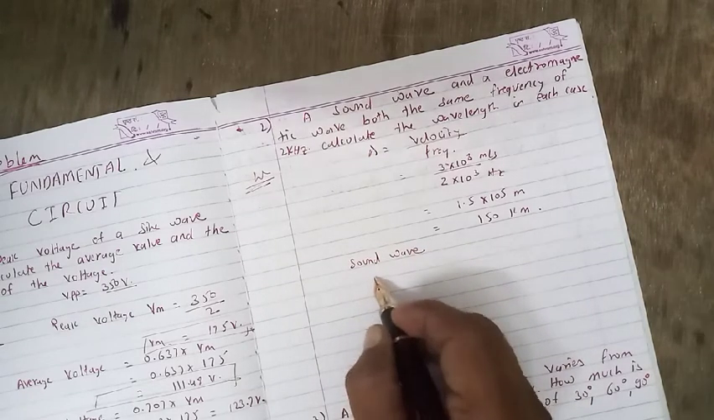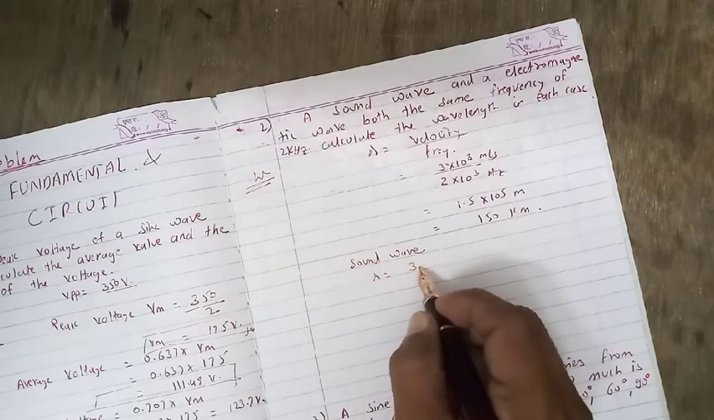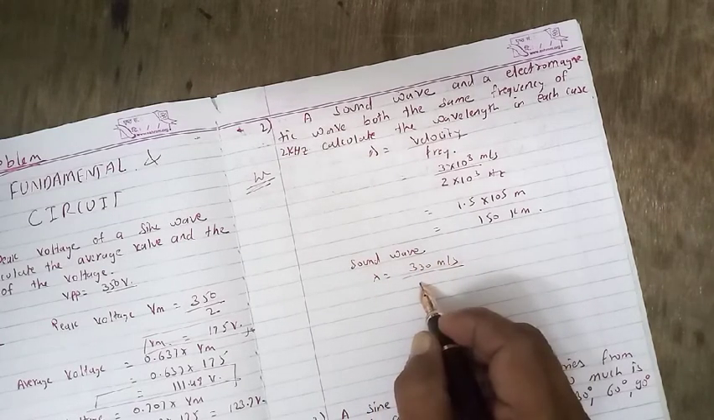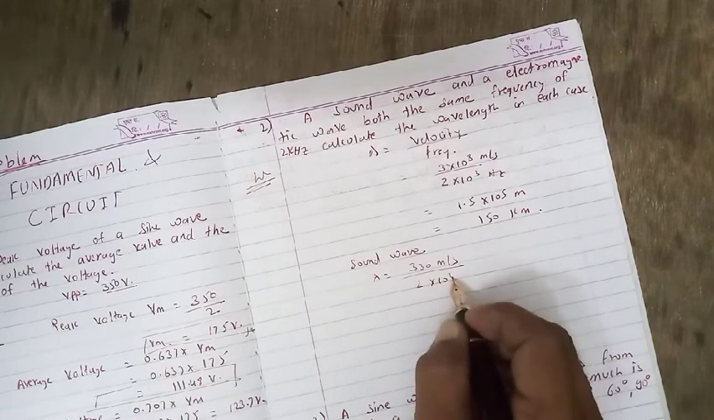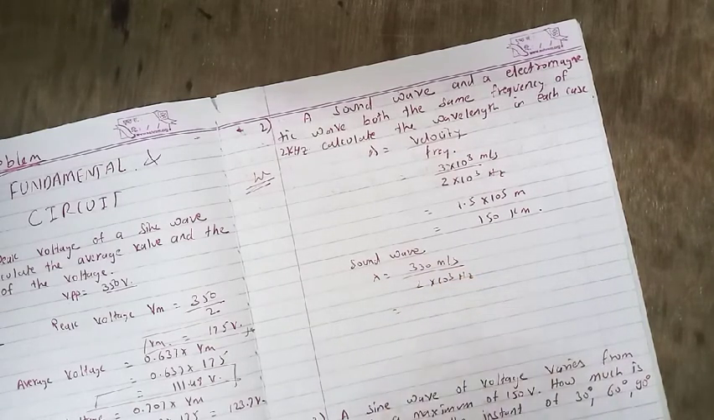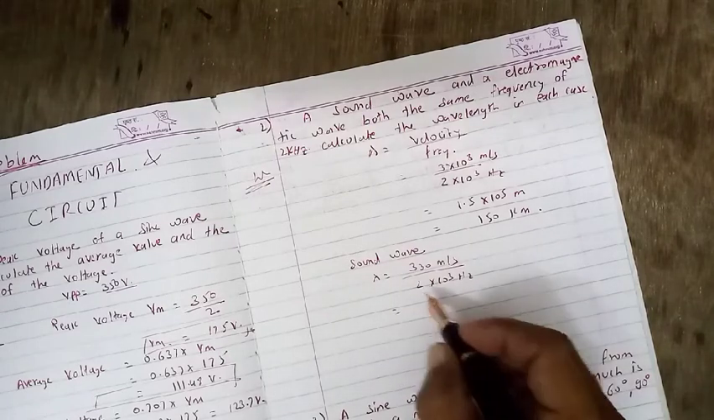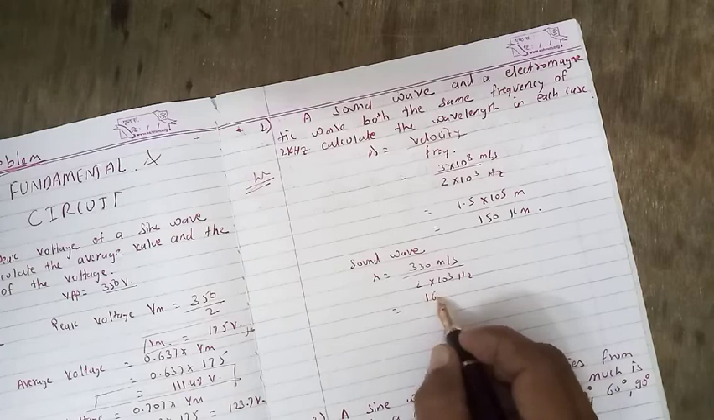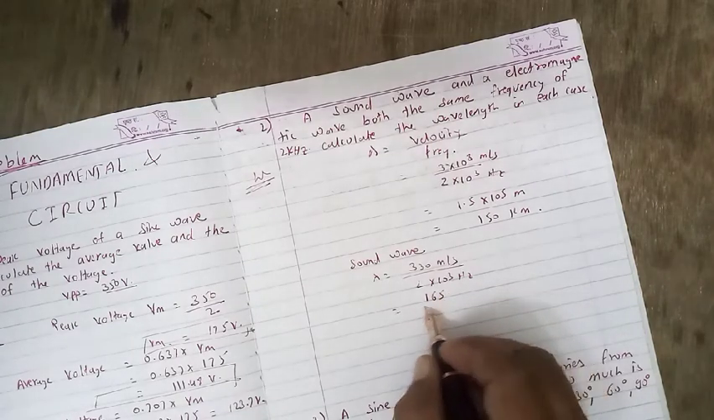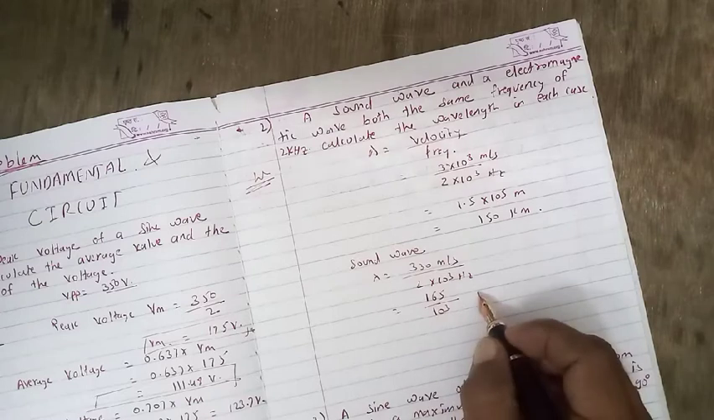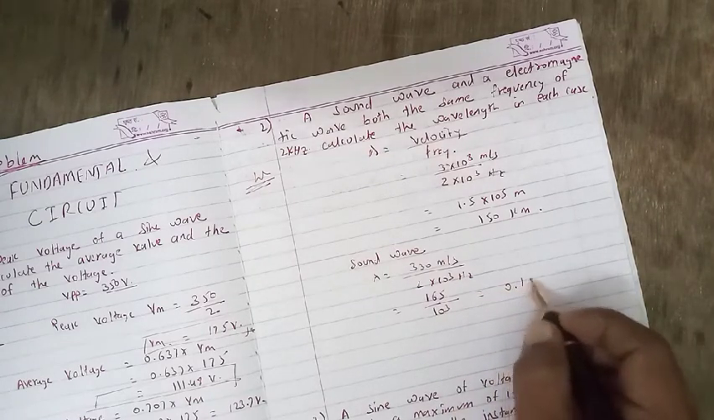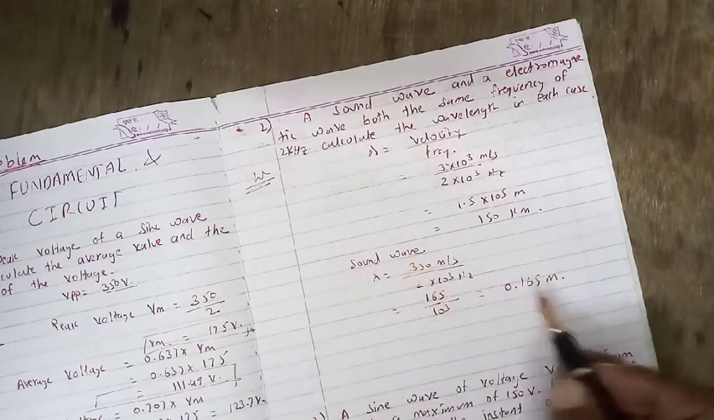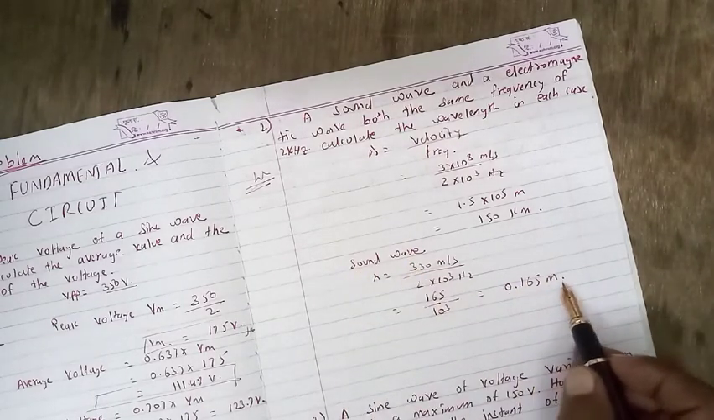In this sound wave, again lambda is equal to 330 meter per second divided by 2 into 10 raised to power 3 hertz. What you will be getting? It will give you 165 divided by 10 raised to power 3. You will be getting 0.165 meter. Okay, so in the sound wave you are getting the value, that is 0.165 meter.